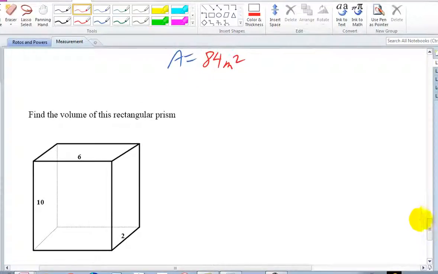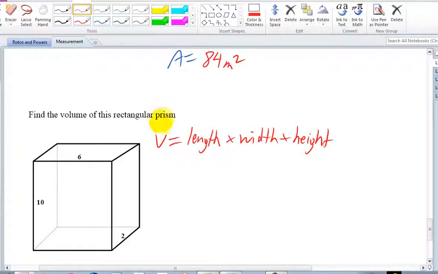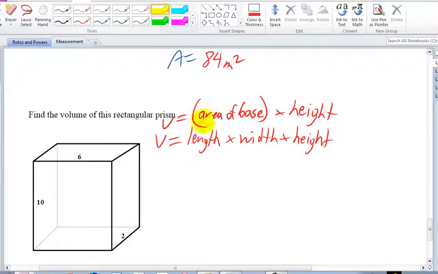Next one, volume. So volume of a cube is side times length times width times height. But they're not going to tell that to you. What we like to do is we say it's the area of the base times the height. This is the formula that they tell you, area of the base. So you got to be the thinker that you are, and you have to understand, area of the base must be length times width.